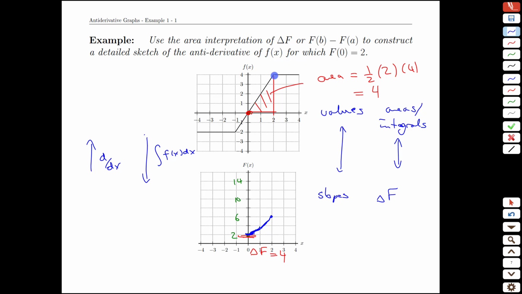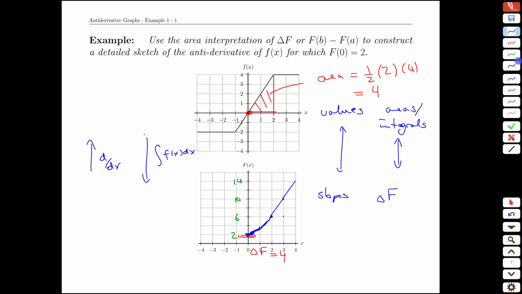Then after that, notice the values here are constant at 4. That means we should stay with slope 4. That's easy to draw if it stays consistent. I take one step to the right, I go up by 4. Take one step to the right, go up by 4. And that is how we can build the second part of this graph.